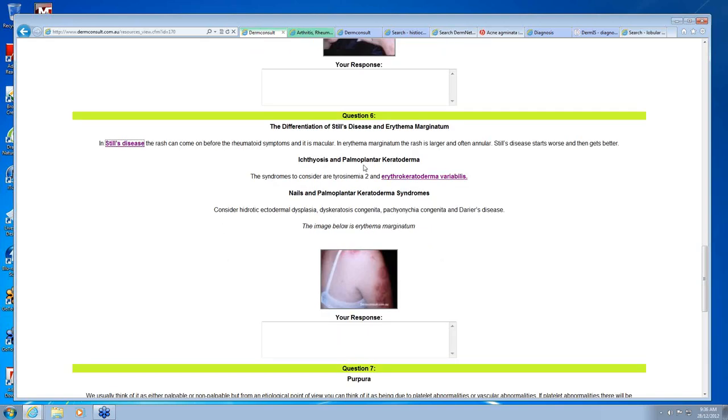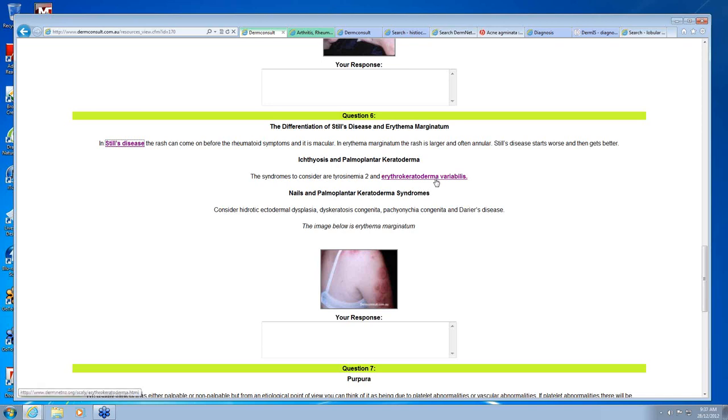What have we got? Ichthyosis and palmoplantar keratoderma. Okay, so if you've got scale and palmoplantar keratoderma, the syndromes to consider are tyrosinemia type 2 and erythrokeratoderma variabilis. I'd need to look that up again. Richner-Hanhart syndrome seems to come to mind. Erythrokeratoderma variabilis, it's red and scaly. It's usually localized in 1 or 2 areas.